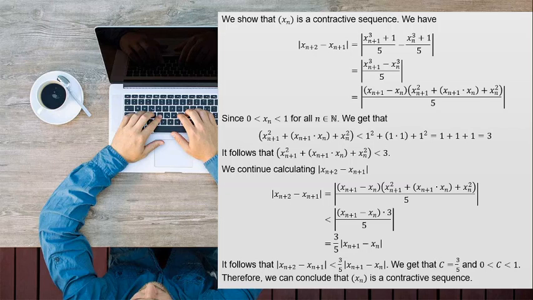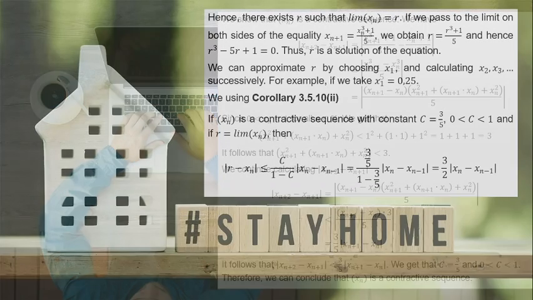We can see c equals 3/5. And it is true that 0 is less than c, which is less than 1, because 3/5 is between 0 and 1. Therefore, we can conclude that the sequence x_n is a contractive sequence.